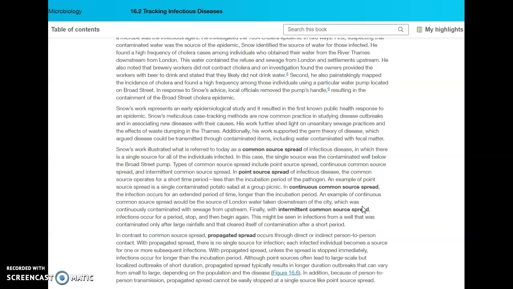Continuous common source spread, the infection occurs for an extended period of time, and this is what happened in London. And then intermittent common source spread, infections occur for a little while, they stop, they begin again. And this could be something like a contaminated well that if it got a lot of rainfall, then it can cause disease. And then as that water seeps out, then the infections start.